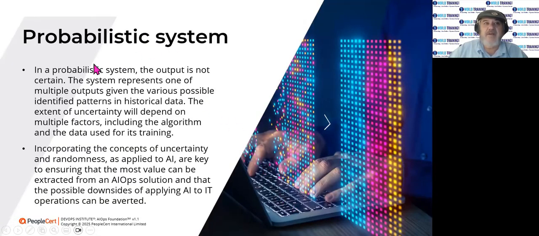Probabilistic systems, on the other hand, in a probabilistic system, the output is not certain. The system represents one of multiple outputs given various possible identified patterns in historical data. The extent of uncertainty will depend on multiple factors, including the algorithm and data used in its training. Incorporating the concepts of uncertainty and randomness as applied to AI are key to ensuring that the most value can be extracted from the AIOps solution, and that the possible downsides of applying AI to IT can be averted.